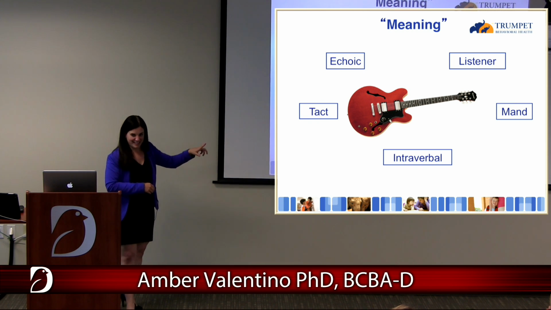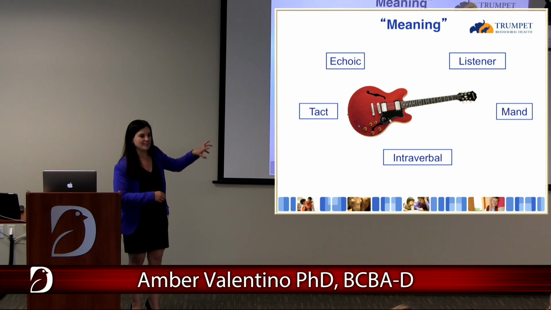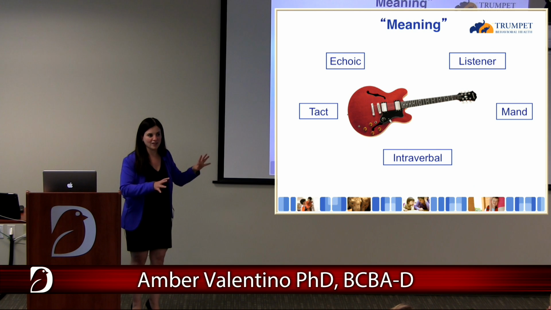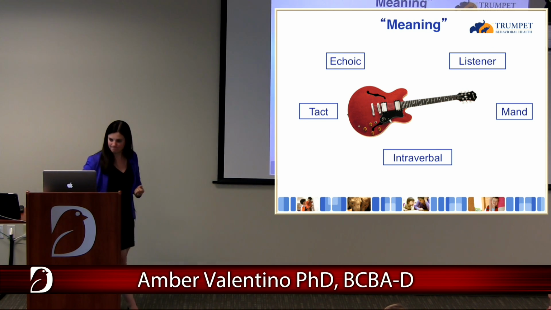We're going to focus on the Mand, and the antecedent being that I'm motivated to obtain the guitar, I want the guitar, I engage in a request, and I receive the guitar.